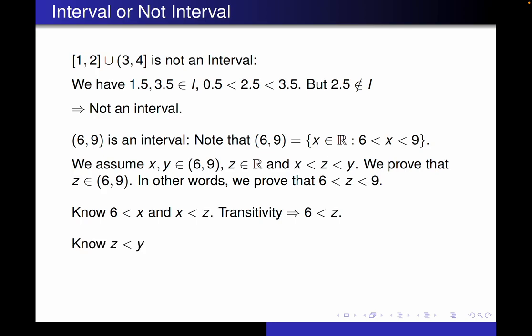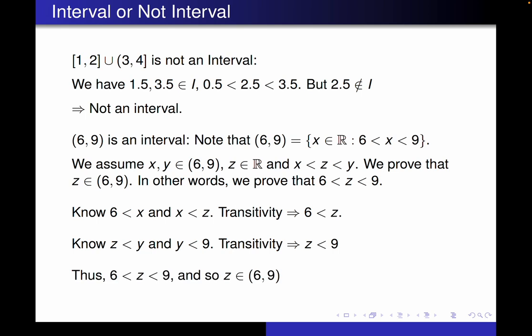For the other part, we'll note that z is less than y. That's by assumption. We're assuming that z is between x and y. We know y is less than 9 because it's in the interval (6, 9). And again, using the transitive property, we prove that z is less than 9. We now know that z is greater than 6 and less than 9. And that means that z is in (6, 9), which proves that (6, 9) is an interval.